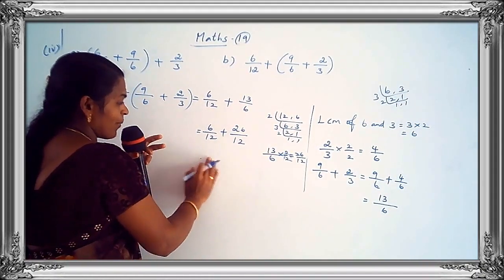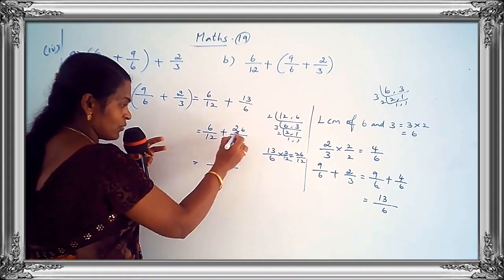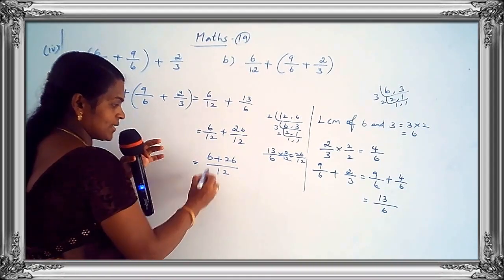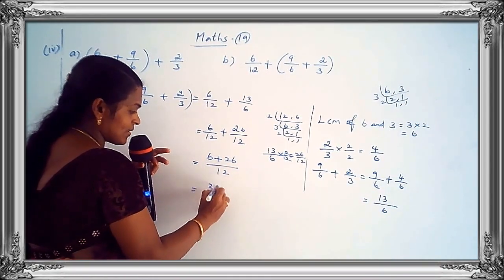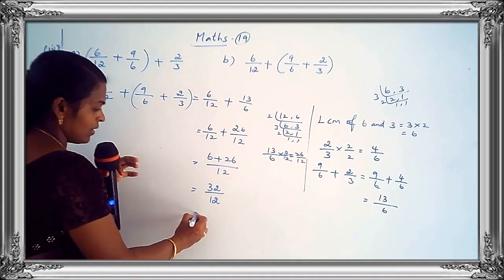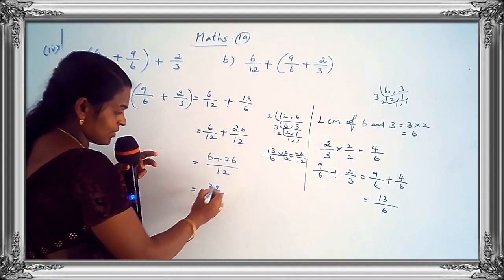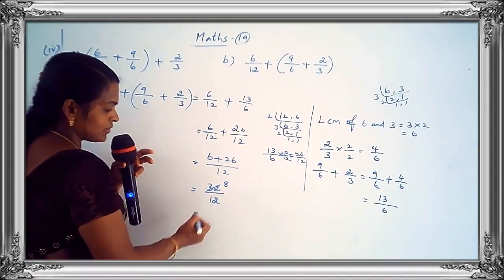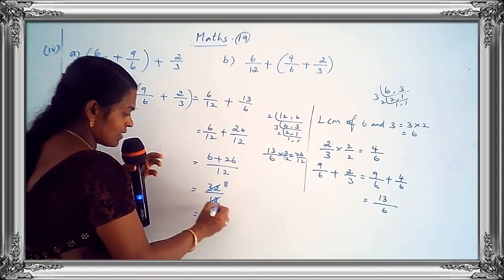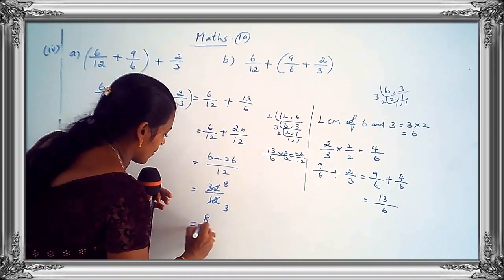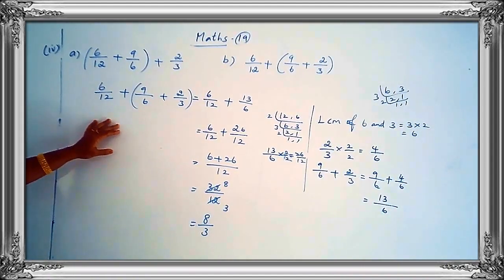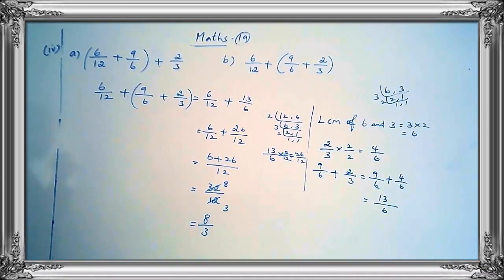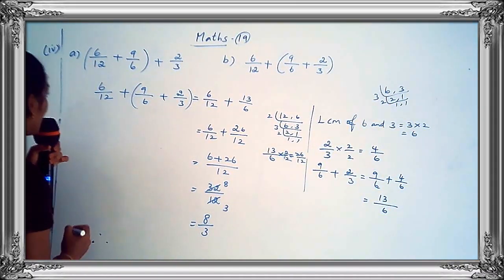Now the denominators are same, so we add only the numerators. That means 6 plus 26 upon 12. Okay, children? 6 plus 26, your answer is 32 upon 12. Now it is divided by 4. Yes, children? 8 3s are 32, 3 4s are 12. So your answer is 8 upon 3. A part answer is 8 upon 3 and B part answer is 8 upon 3. So these are equal. Therefore A part and B part are equal.